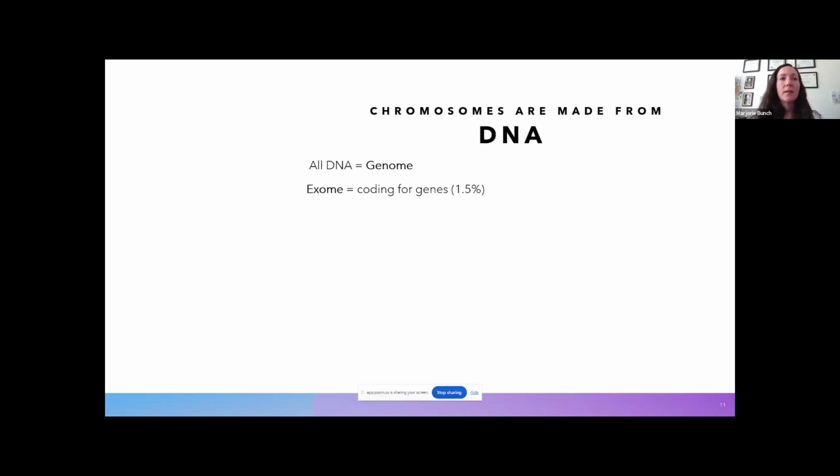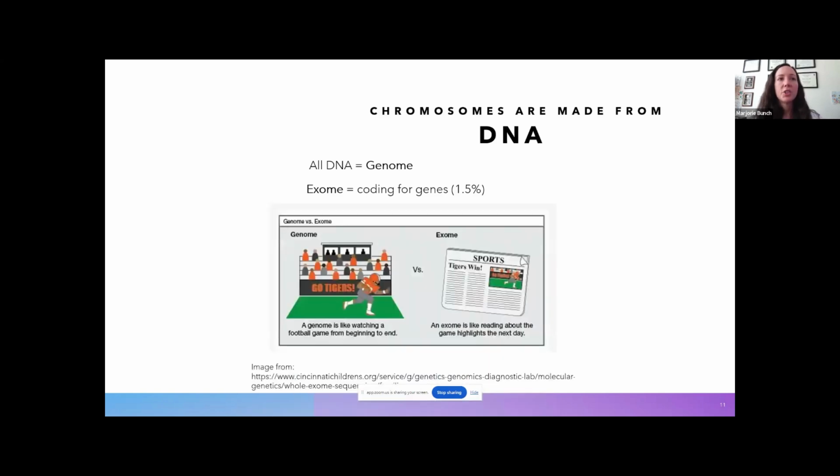What an exome is, is the coding for genes. And genes make proteins, so this is kind of where we think the bulk of the important information lies. That is actually only 1.5% of the entire genome. So a very small amount of the genome is actually coding for those proteins. To try to make this understandable, if you think about the genome as being like watching a football game from the very beginning all the way to the very end, the exome would kind of be like reading the game highlights in the newspaper the next day or on the internet the next day. It's really just the take-home features. Not every detail, but it's the biggest, most important details.